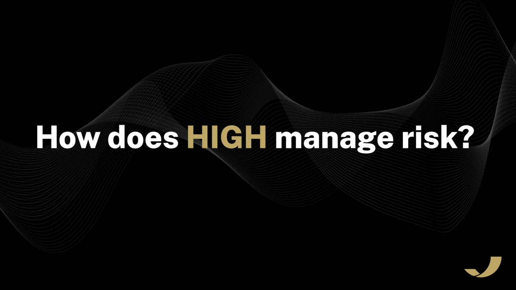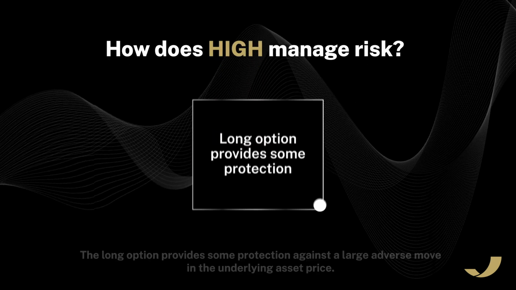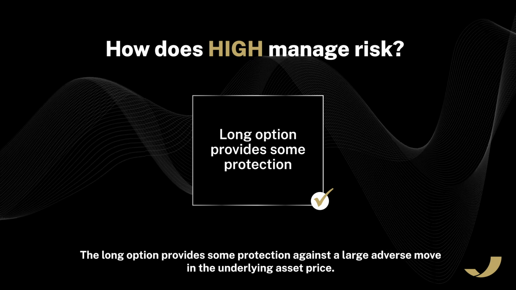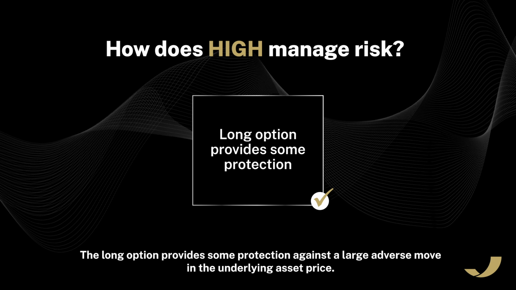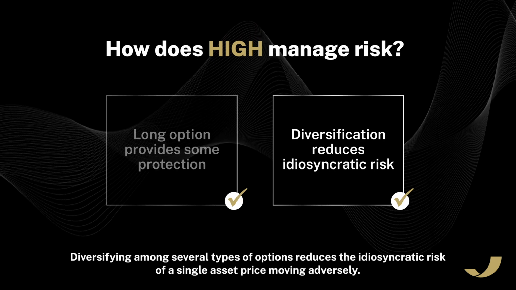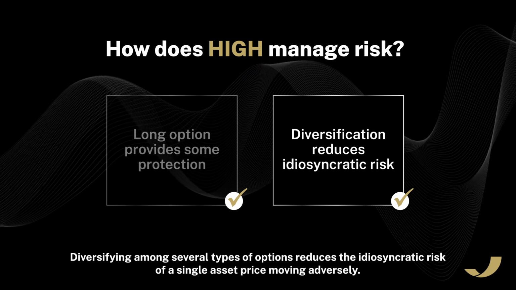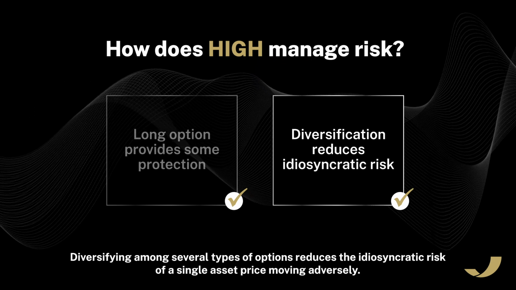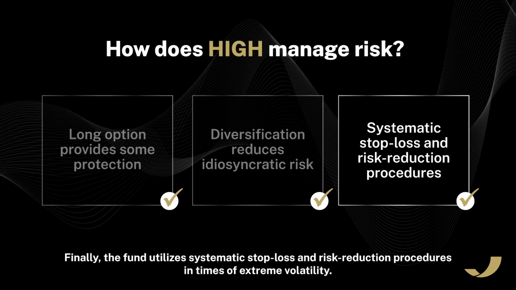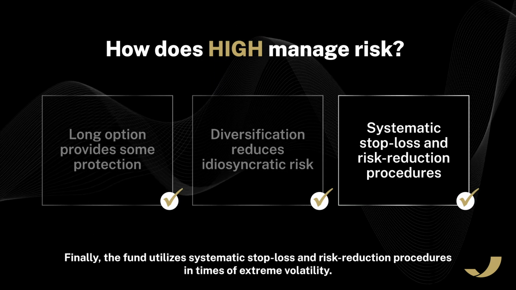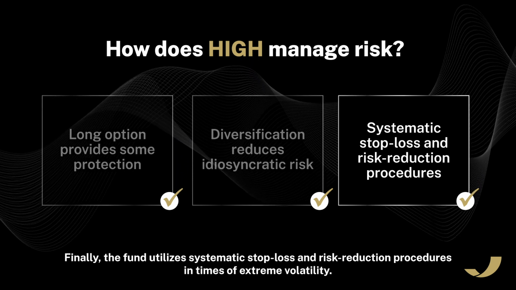How does High manage risk? High manages risk in three primary ways. The long option provides some protection against a large adverse move in the underlying asset price. Diversifying among several types of options reduces the idiosyncratic risk of a single asset price moving adversely. Finally, the fund utilizes systematic stop-loss and risk reduction procedures in times of extreme volatility.